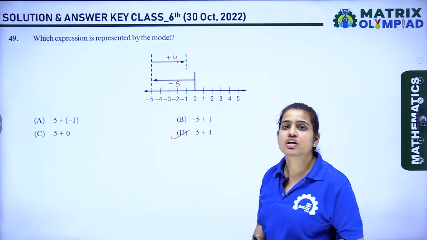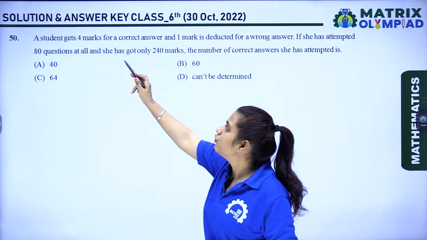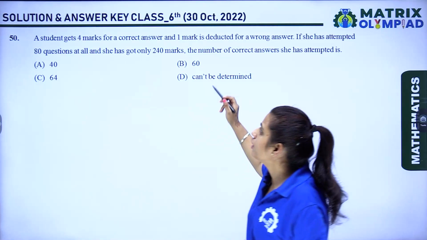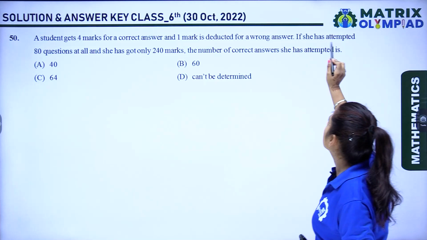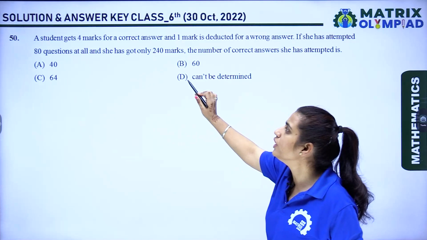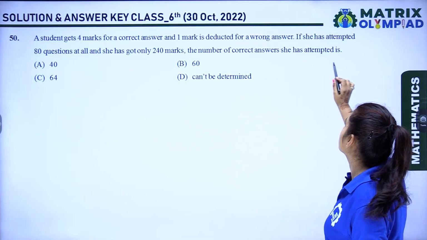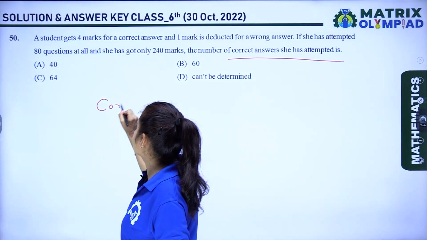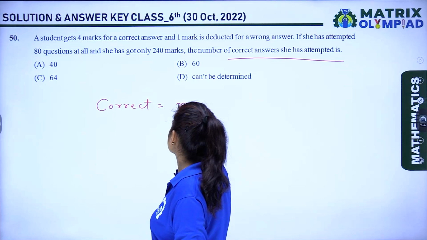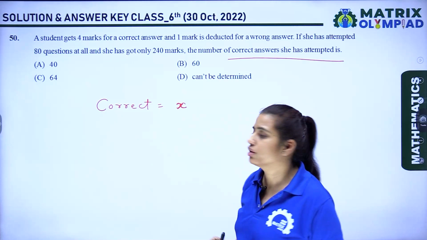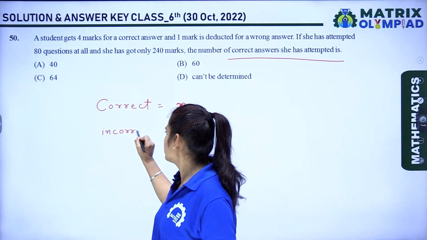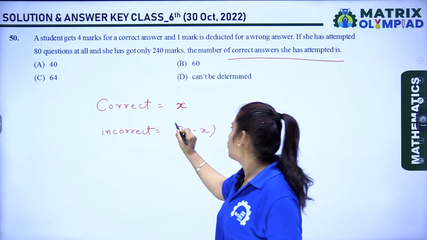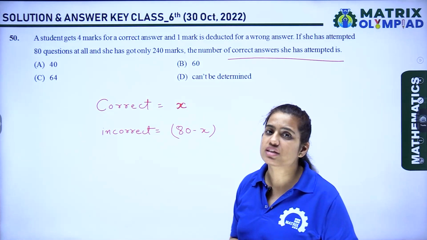Now the last question is, a student gets 4 marks for a correct answer, and 1 mark is deducted for a wrong answer. If she has attempted 80 questions in all and she has got only 240 marks, the number of correct answers she has attempted is. Now we have to find the total number of correct answers. So for the correct answers, let's take variable x. So there are a total of x questions that she has answered correctly. Now for the incorrect answers, let it be 80 minus x. Why are we taking 80 minus x? Because the total number of questions she has attempted is 80. So we are taking incorrect answers as 80 minus x.